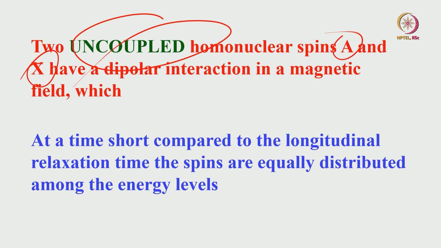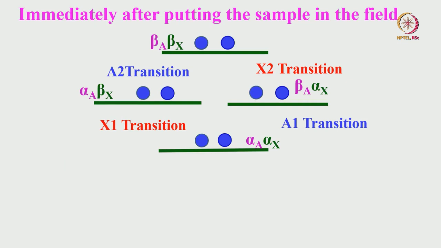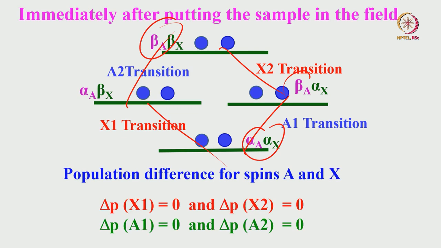The spins start getting equally distributed among the energy levels within a short time, comparable to the relaxation time. The spins get redistributed like this. I have taken the example of two spins, four energy states: beta beta, alpha beta, beta alpha, and alpha alpha. Already we discussed this is an A transition, this is an A transition, X transition, X transition. Each of these transitions I have numbered A1, A2, X1, X2. And I told you already, since there is no J coupling, the frequencies are identical. A will give two transitions, X will give two transitions.